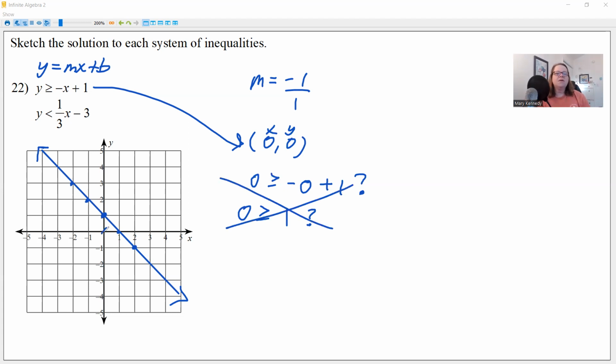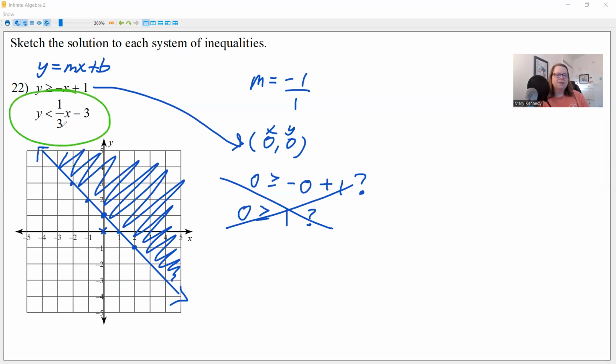That means I'm not going to graph here where 0, 0 is. I'm going to graph on this side. And that means I'm going to shade on this side. Okay. So there is the first one. Y is greater than or equal to negative X plus 1. Okay. Let's do a different color. I'm going to do green for this one.